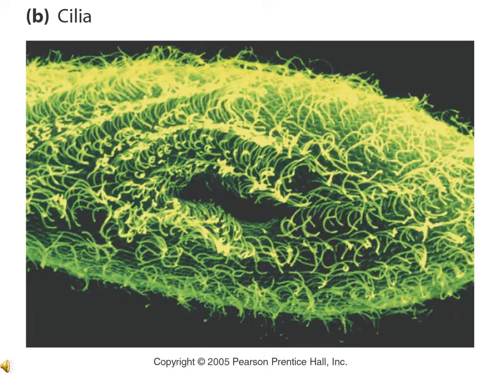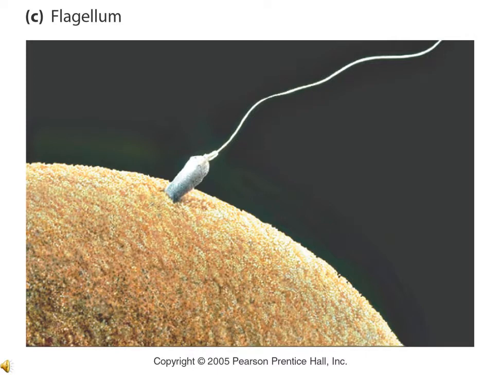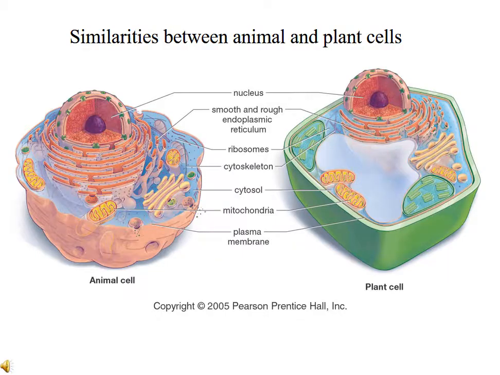We're looking at cilia that are present on a cell, which obviously gives a cell movement. Here we're looking at a sperm that has a long flagella. The flagella is part of the cytoskeleton that gives the sperm mobility. Here this sperm is trying to penetrate an egg. So we have looked at the anatomy of an animal cell.